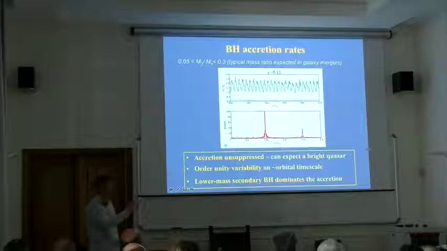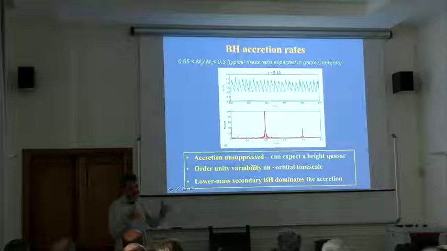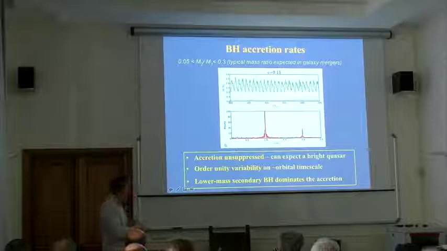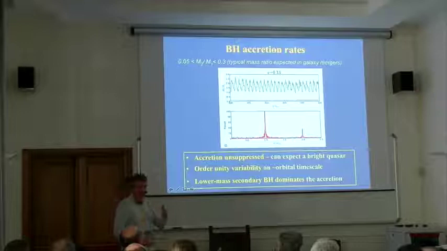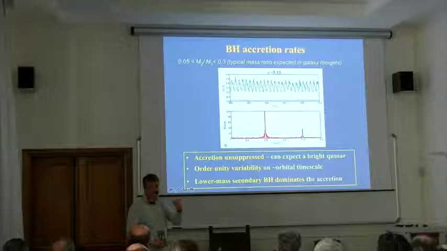So these are the takeaway points here. This binary is very efficient in expelling gas and creating a cavity. It's completely inefficient in stopping the accretion and creating a bright quasar-like source. Moreover, the accretion fluctuates on the orbital timescale, so that's a very telltale signature. And it's also important that it's the lower mass black hole that's accreting, because that black hole is moving faster than the heavier black hole, and that will be important in a second.